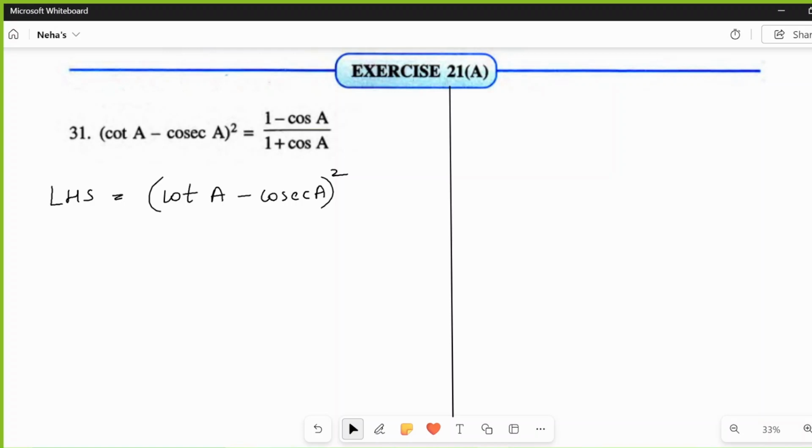This is part 3 of the trigonometry series for class 10 from the textbook Concise Mathematics by Selina Publications. In this session, we will complete the questions from 31 to question number 48 of exercise 21A.